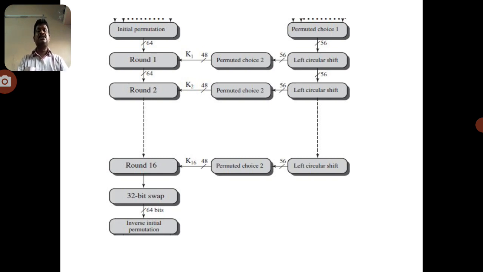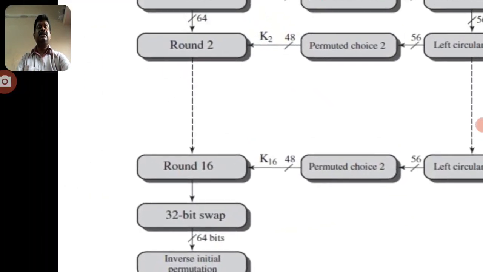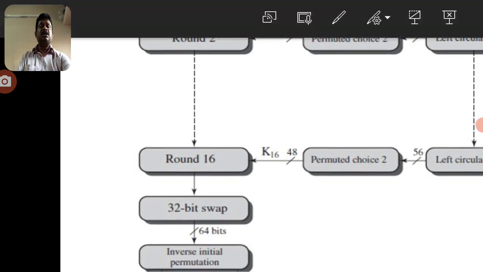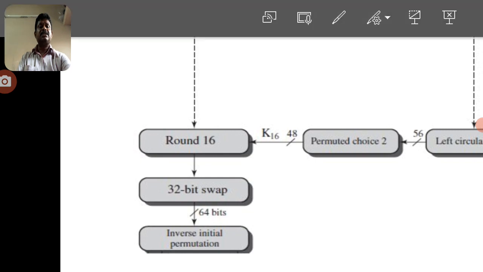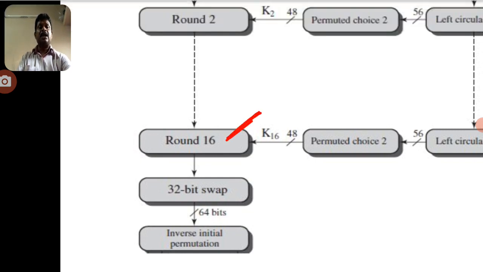Here you can observe 16 rounds are defined. So let me make it very clear here. The total number of rounds of DES is 16 rounds. Here you can observe the 16 rounds. The last round is round 16. We will discuss each and every round as one particular functionality.